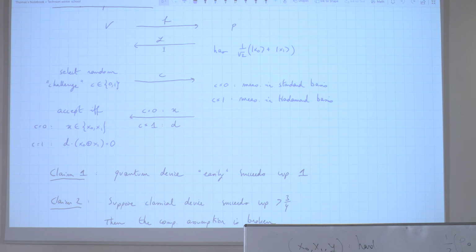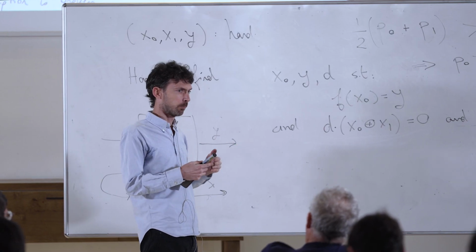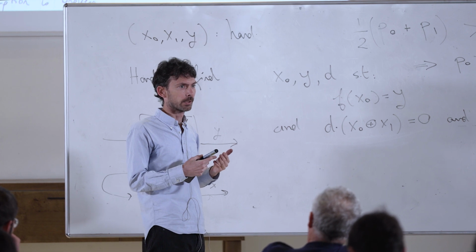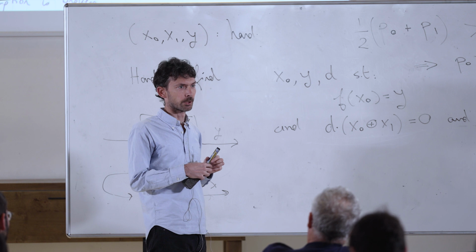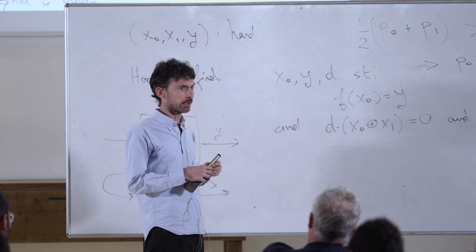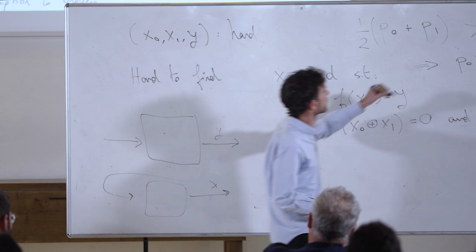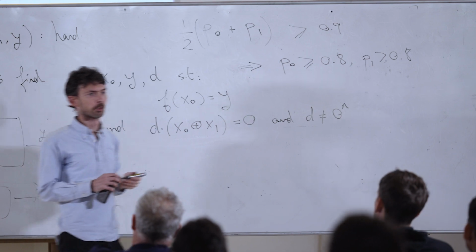Because this was my threshold for the test. So the test accepts if I do a certain number of runs and 0.9 of them pass. The quantum device can pass 100%, so it's more than 90%. And now I'm trying to argue that if a classical device succeeds in 90%, let's do it like this, then that's impossible. I want to argue that that's impossible.